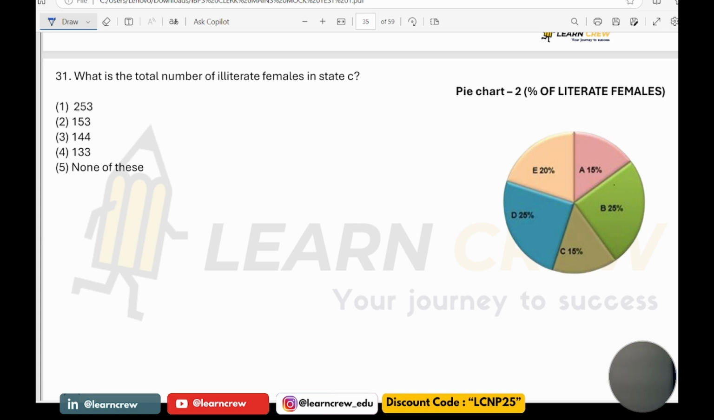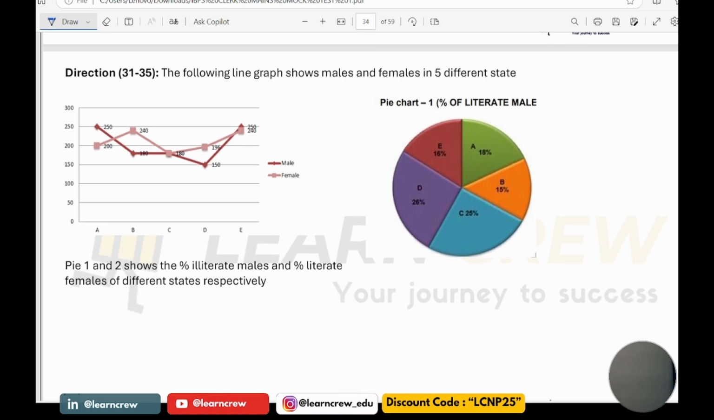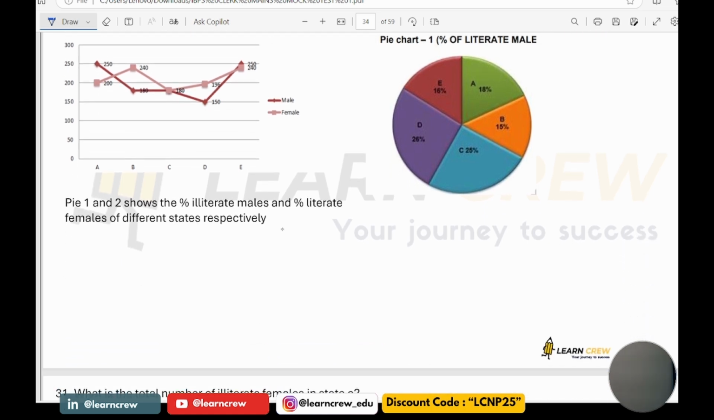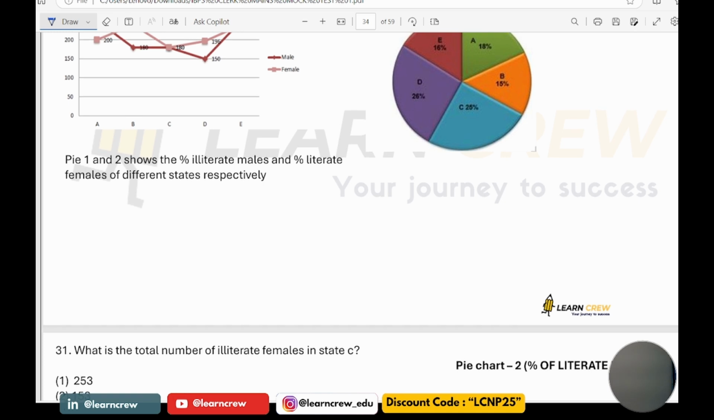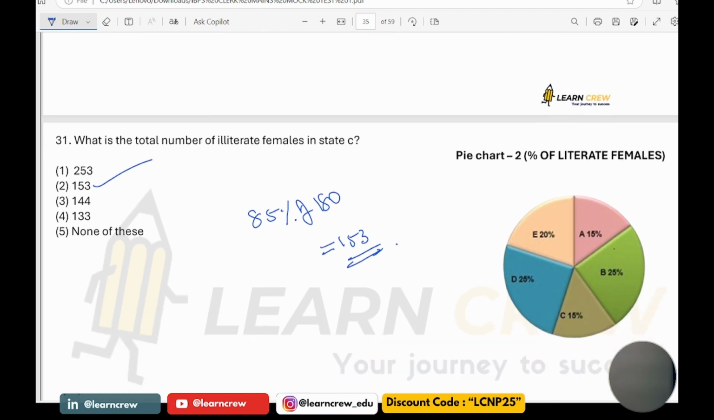So if you see here, percentage of females in state C is how much? 15%. So percentage of literate females is 15%. Then percentage of illiterate will be 85%. So it is 85% of 180, which is how much? 153. 153 is the answer. Next, 32.